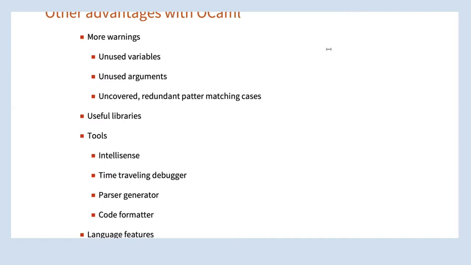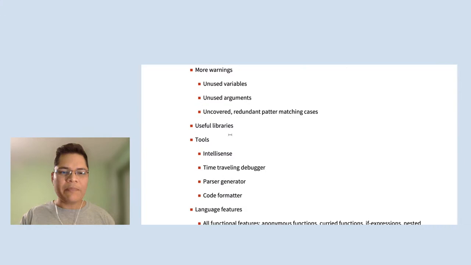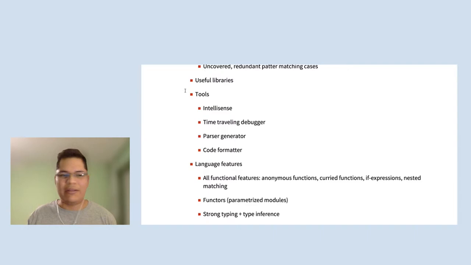And once we had the code in OCaml, we got a bunch of very useful things. For example, lots of warnings in the compiler, because now we can enable warnings for unused variables, unused arguments to functions, uncovered cases in the pattern matching, and also redundant cases. Once we had this, we could manually do a big cleanup of the source code. We also got a lot of useful libraries from the OCaml ecosystem. And very important, we got the tools, IntelliSense, and the one that I like the most is the OCaml time traveling debugger, which can go backwards.